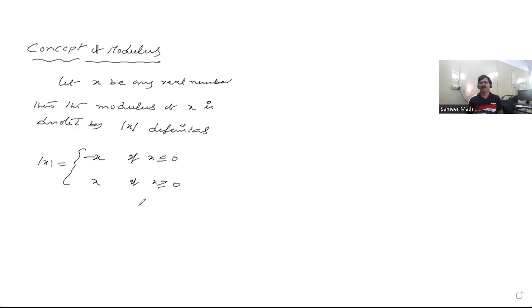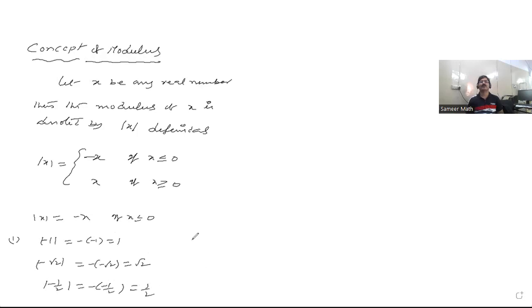Students, for clarity, I want to divide this definition into two parts. First definition: what if x is less than or equal to 0? I'll take several examples to get a better idea. Suppose mod minus 1 is there. We write minus of minus 1, the answer is 1. Mod minus root 2 is minus of minus root 2, that is root 2. Mod minus 1 by 2 is minus of 1 by 2, we'll get 1 by 2.